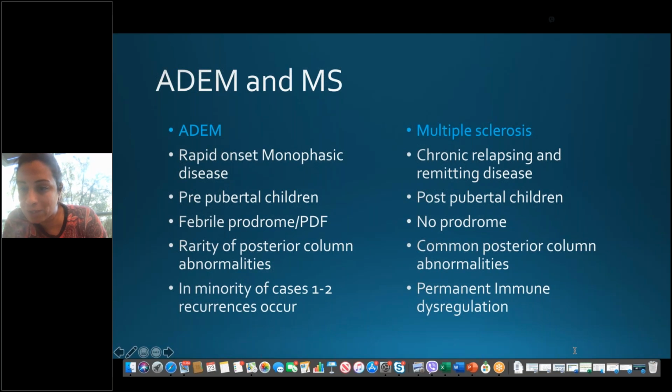Is the dose of steroids the same in both conditions? I'm sorry, which both conditions? Whoever asked the question. Oh gosh, there's so many questions. Let me just take them one by one.